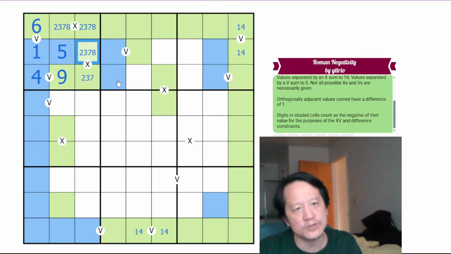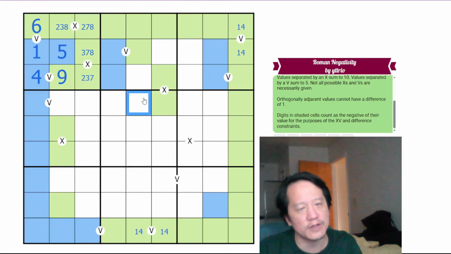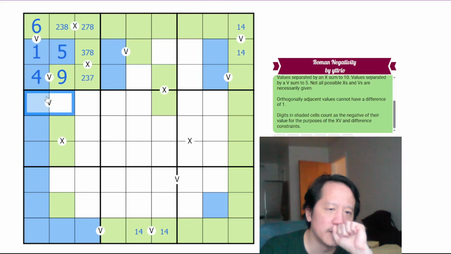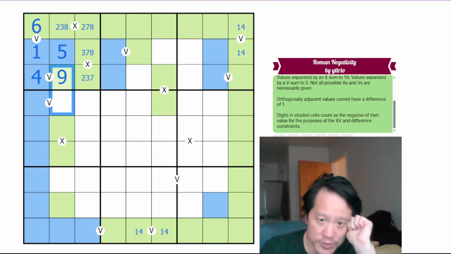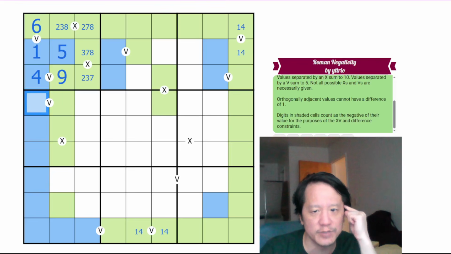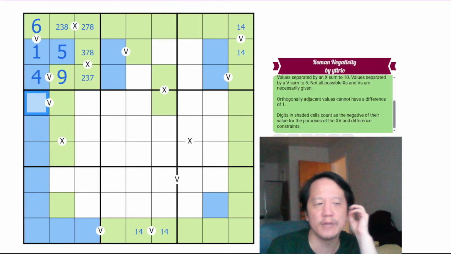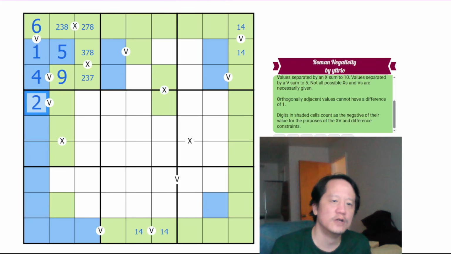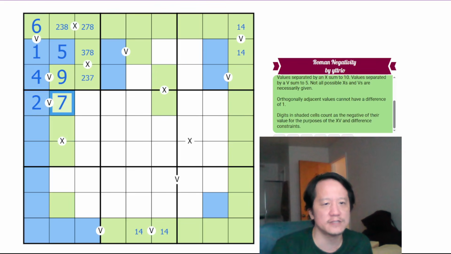8 can't be here, so 2 can't be here. 7 can't be here, so 3 can't be there. This must be green to add up to a positive value. Cannot be 4. Cannot be 1, 4. This has to be then 2, because it can't be -3. -3 has a difference of 1 with -4. So this is -2, which makes that a 7.